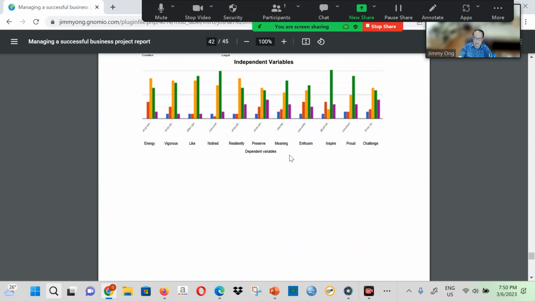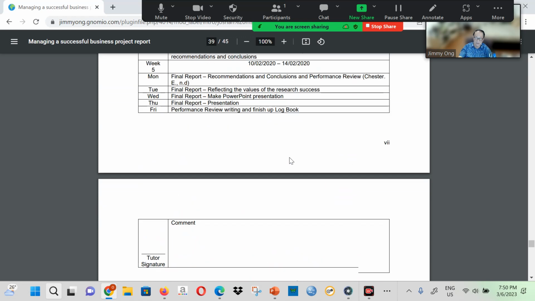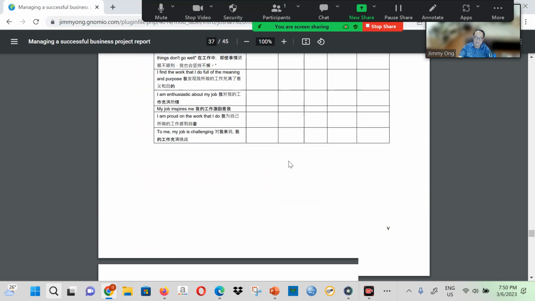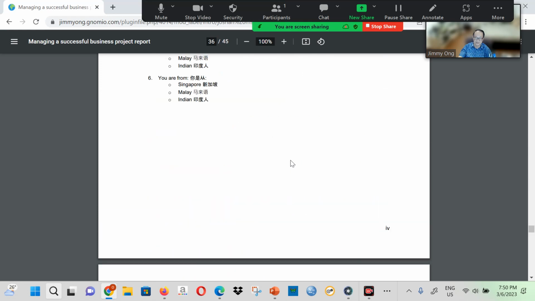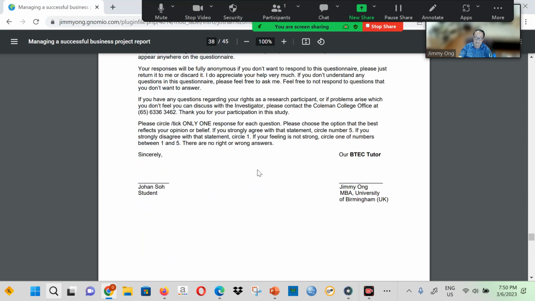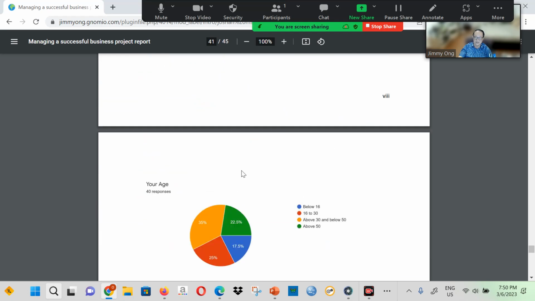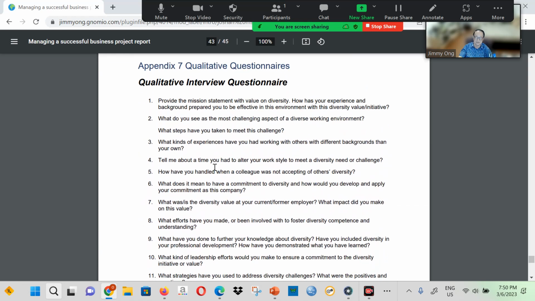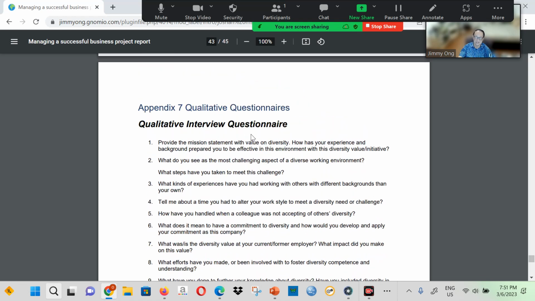You see, the quantitative interview, you must mix with the qualitative. This is the quantitative questionnaire form, survey form. This is the face-to-face interview form. This. Tell me about the time you know. So this is just descriptive only. There's no data. It's a qualitative data interview.